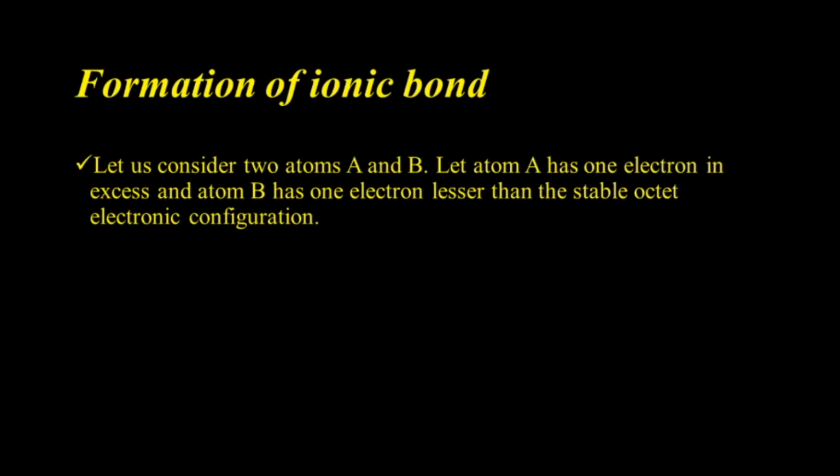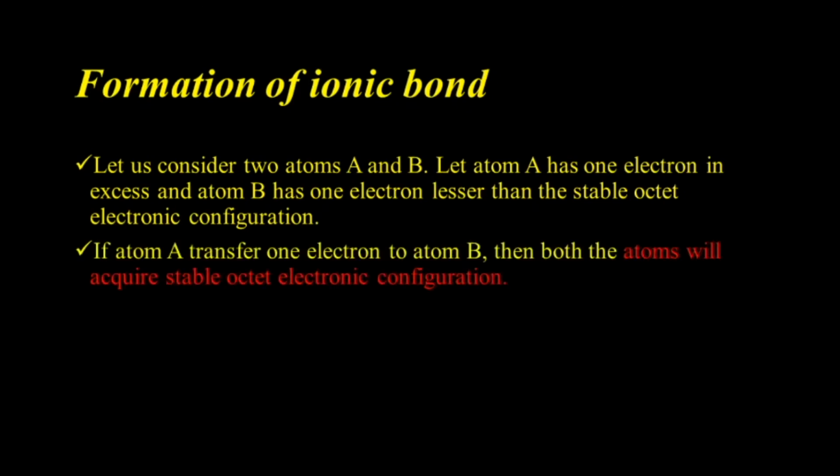So consider two atoms A and B. If atom A transfers 1 electron to atom B, for example, because atom A has 1 electron in excess, it can easily lose that electron. So the electron should be transferred to atom B. Okay, so what will happen? Atom B already needs 1 electron to acquire an octet configuration, so it easily gains that electron and both atoms get a stable octet configuration.